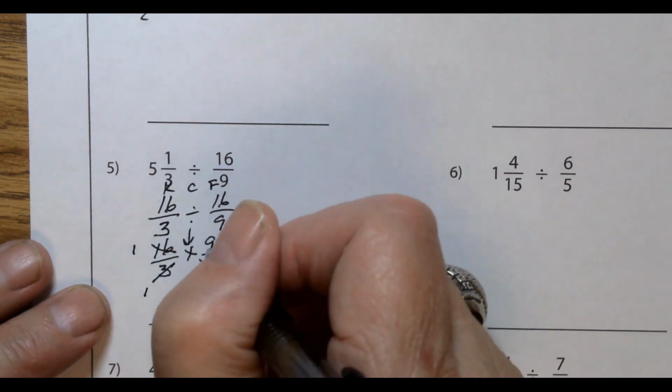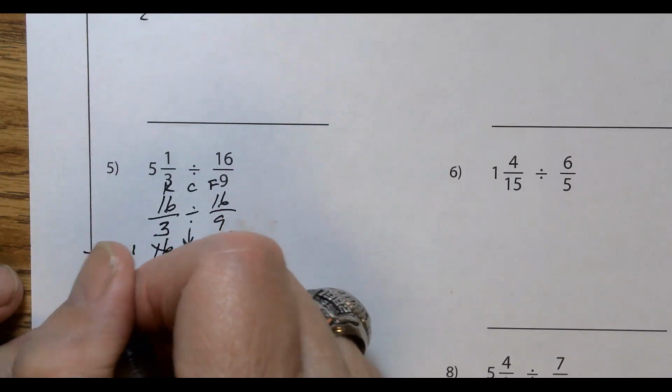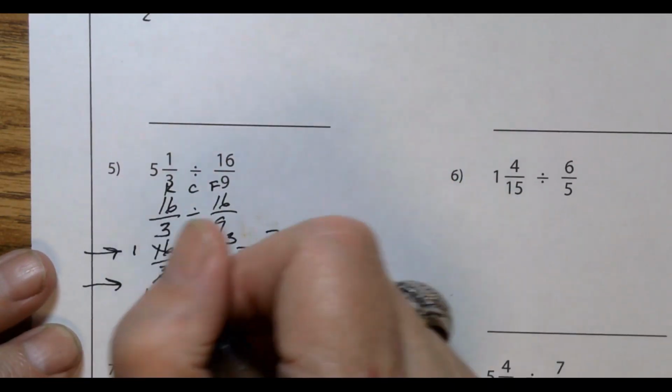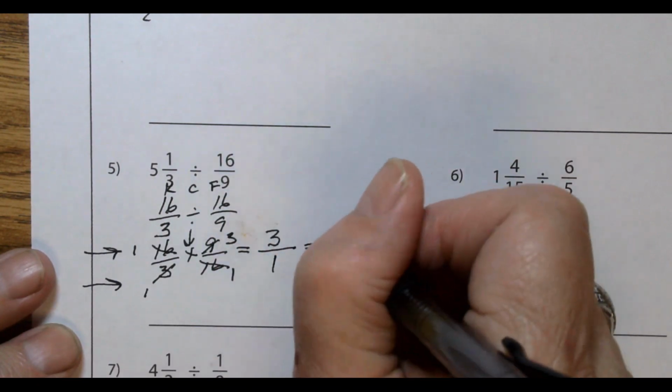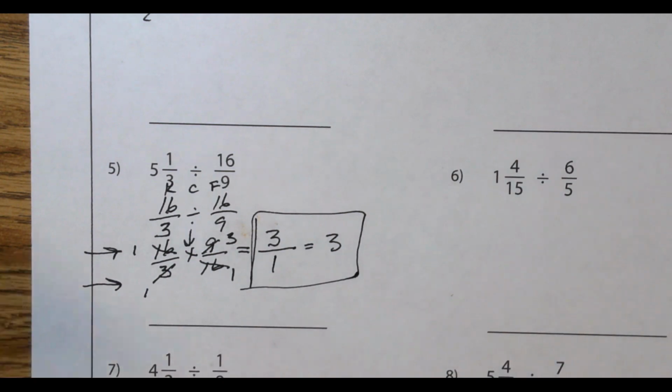3 goes into 9 3 times. So now I'm going to multiply straight across. 3 times 1 is 3. 1 times 1 is 1, which is the same thing as 3. So my final answer is 3. Okay, let's look at number 6.